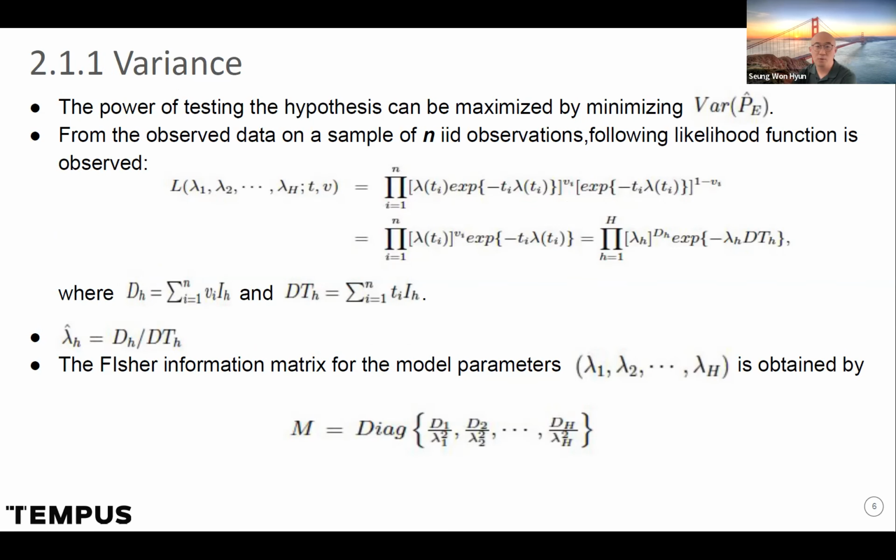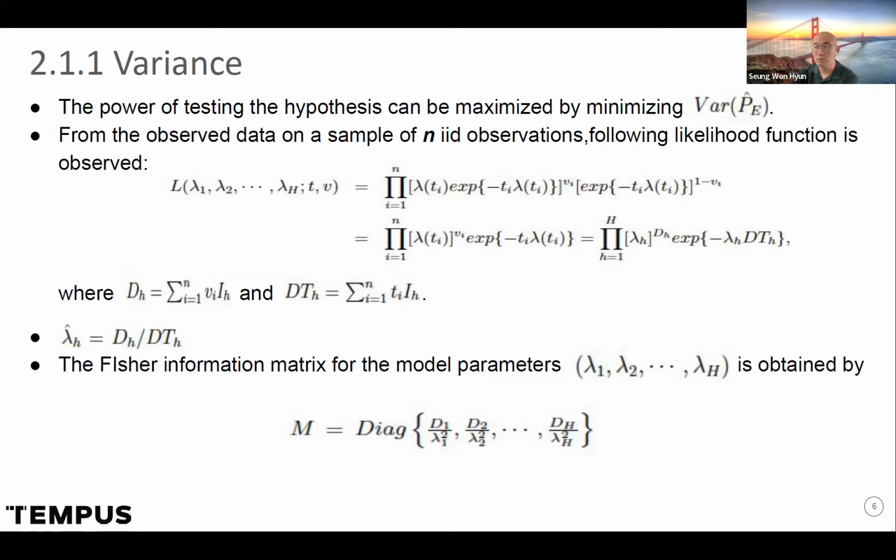The power of testing the primary hypothesis can be maximized by minimizing the variance of estimating the primary endpoint. So suppose we have a sample of n IID observations. Then under the piecewise exponential model, the following likelihood function is observed. That's given in the second bullet.